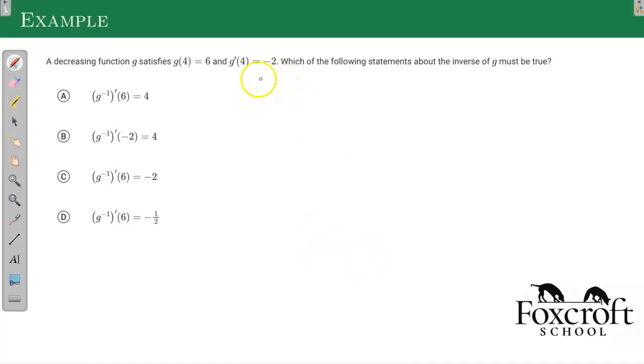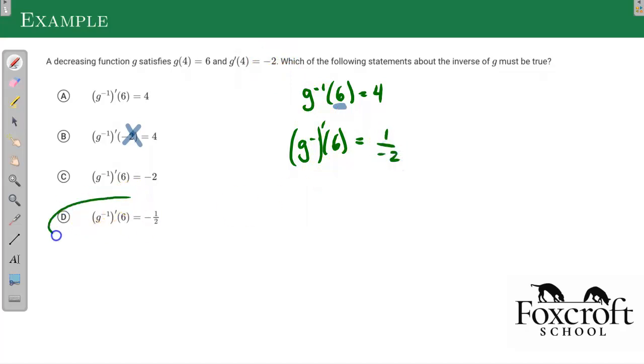All right, so a decreasing function g satisfies g of 4 equals 6 and g prime of 4 equals -2. Which of the following statements of the inverse g must be true? So the first thing I have to know is that if g of 4 equals 6, g inverse of 6 equals 4. So the only thing we really know about g inverse is when the x value is 6. So right away I can get rid of this answer because it's not about 6. And then the other thing I know is that when I talk about 6, its derivative is the reciprocal of this, which is 1 over -2. The answer is D.